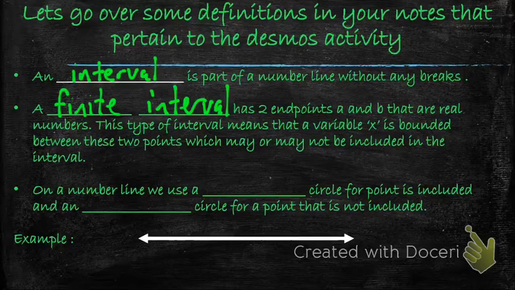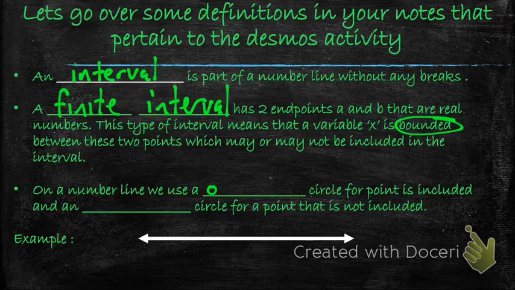It has two endpoints, A and B, that are both real numbers. This type of interval means that x is bounded. I'm going to use that word quite often, that we have a variable x that's bounded between two numbers, which may or may not be included in the interval. How can we tell if it's not included on the interval? Well, on a number line, we would see an open circle. We would see a closed circle if it is included, and an open circle if it's not included.